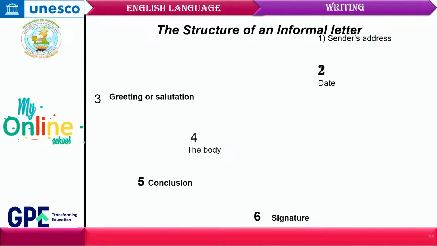We have on the top right of your paper the sender's address, that's number 1. Number 2, the date. Number 3, on the left now, the greetings or the salutation. Then you come in the middle of the page, you centralize the body, the reason why you're writing your letter. Then you go below, you give the conclusion, and you give the signature. So, my dear friends, I hope that you have mastered these parts.